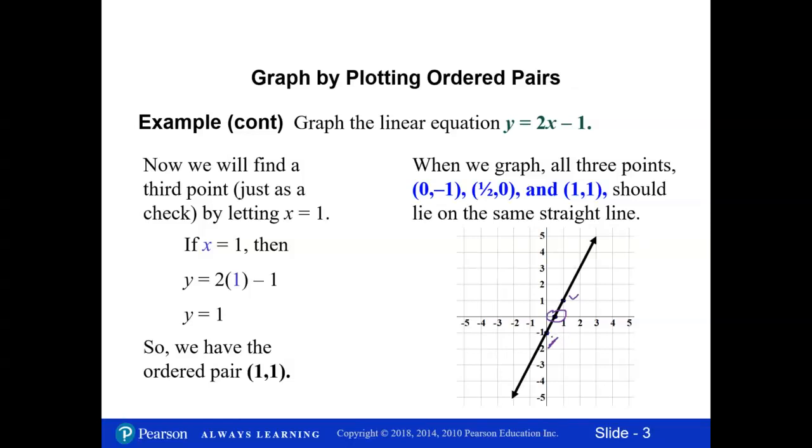So one more time, this point is 0, negative 1 right here. The second point is the half between 0 and 1, and then it's 0, so you're not going up or down. And the last one is 1, 1. And as you can see, it's giving you the straight line. But the 2 points should be enough. I didn't need the third one, but it's always good to have a third one as a checkpoint.